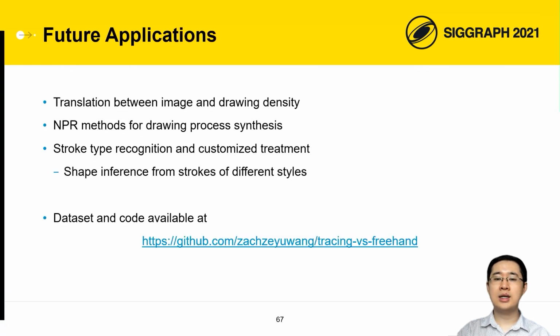We think our dataset and analysis can be useful for many future applications, such as translation between image and drawing density, data-driven NPR methods that better emulate the drawing process, as well as recognition of different types of strokes and their customized treatment in sketching interfaces. For example, it would be very interesting to explore shape inference from strokes of different styles.